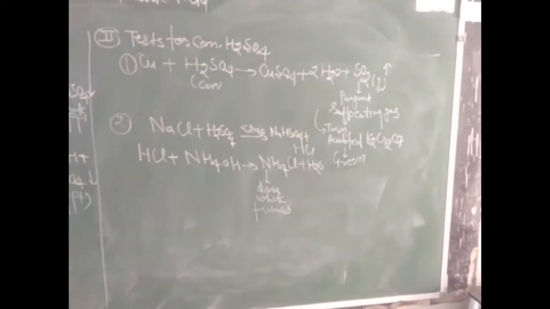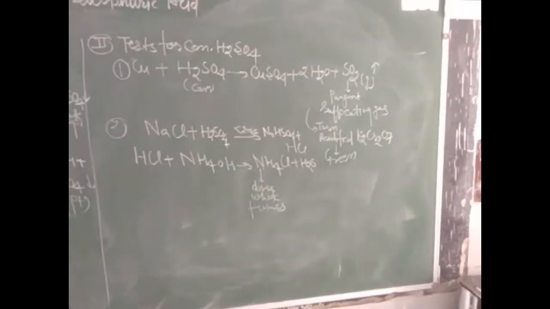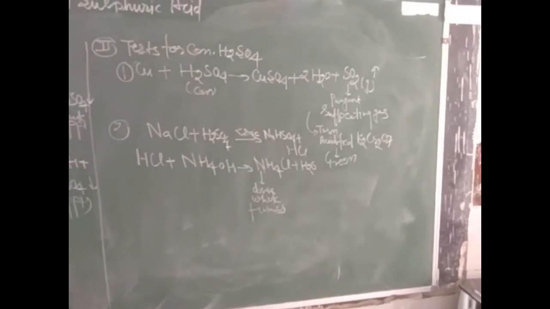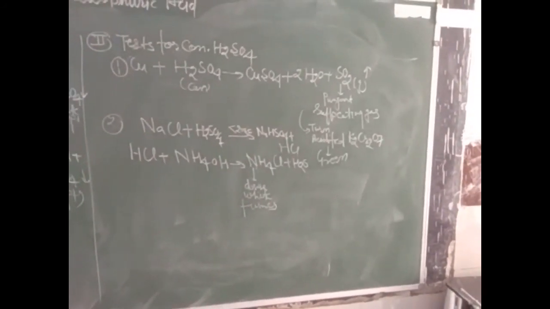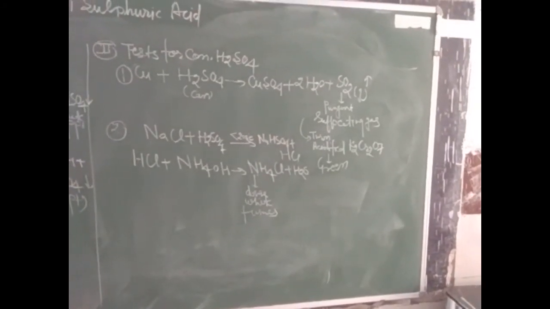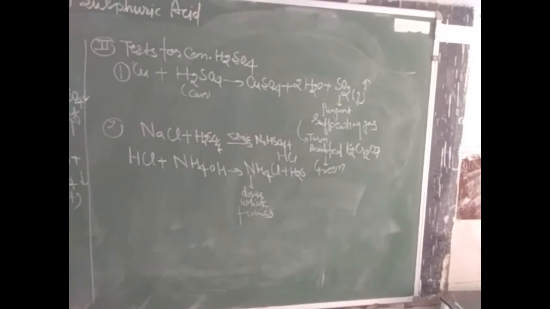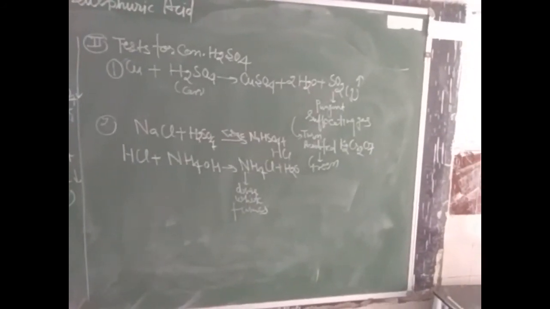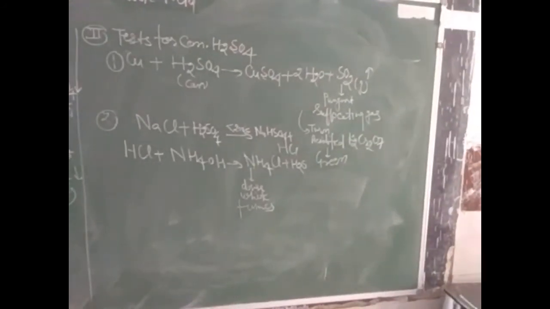Now the second reaction is with sodium chloride. When concentrated sulfuric acid is treated with sodium chloride at a temperature below 200 degrees Celsius, sodium bisulfate is formed along with the release of hydrogen chloride gas. For testing hydrogen chloride gas, when it is brought near ammonium hydroxide solution, ammonium chloride forms, called Nausadar. Its color is white, and dense fumes are formed.